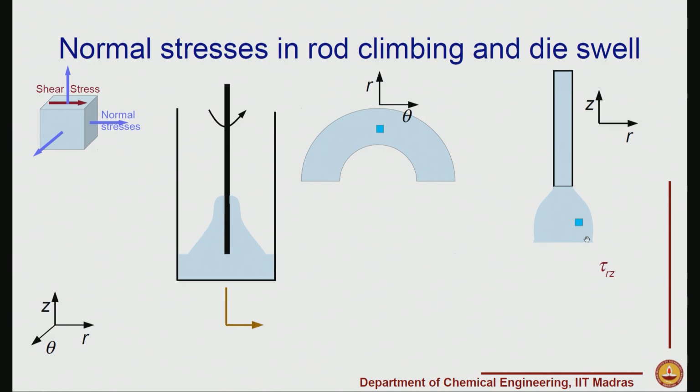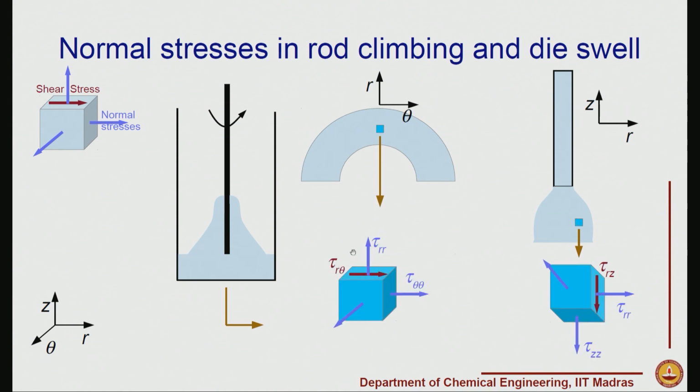Similarly, in the other example of die swell, we had the tube from which the fluid was being forced out, and again in this case we can look at the zr plane, r being this direction and the velocity being in the z direction. We can try to see what stresses are present. So, for example, what we will do is look at a small fluid element here and try to see what stresses are present. As I mentioned earlier, because of the shearing that is there due to the rod rotating, this component of stress, which is tau r theta, will always be present.